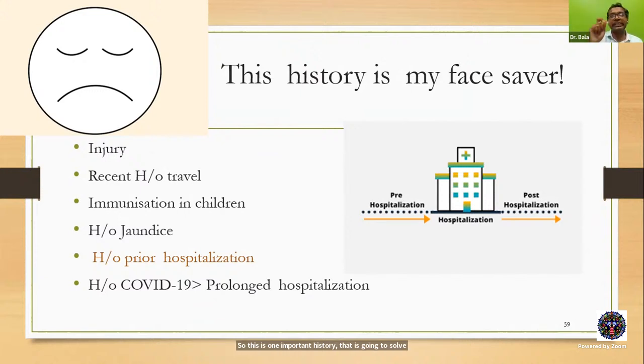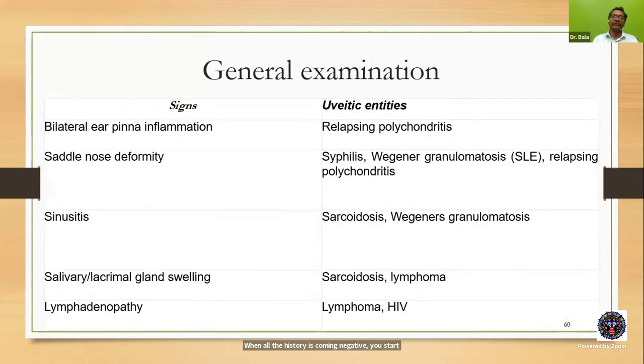So history taking is a face saver for a clinician. If you have a final set of differential history questions, keep them in reserve. When all the history is coming negative, you start asking these leading questions, and you may invariably come up with some face saver.